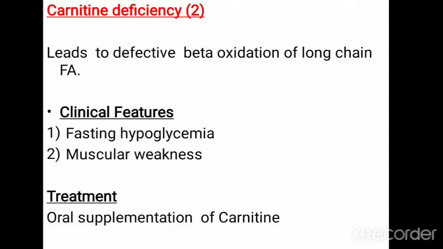So why is there a fasting hypoglycemia in carnitine deficiency? During fasting state, the blood glucose level is maintained by gluconeogenesis, and this gluconeogenesis is an energy dependent reaction. This reaction requires ATP, and this ATP is contributed by beta oxidation during fasting stage. So in case of carnitine deficiency, there will be defective beta oxidation. That will lead to defective gluconeogenesis. That defective gluconeogenesis is responsible for fasting hypoglycemia. And here the treatment is oral supplementation of carnitine.